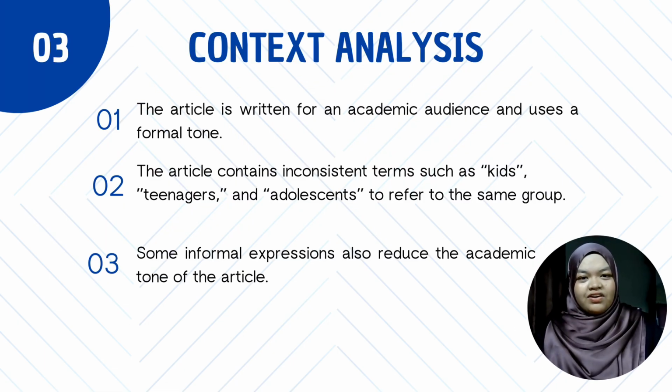Next, I will move on to the context analysis. Based on my analysis, the article is written for an academic audience such as students, educators, and teenagers. Overall, the article uses a formal tone. However, I noticed that the writer is not consistent when referring to the target group. For example, the article uses terms such as kids, teenagers, and adolescents to describe the same group of people. Even though these words have similar meanings, using different terms throughout the article affects the consistency. Besides that, there are also a few informal expressions that do not really match the academic style of the article.